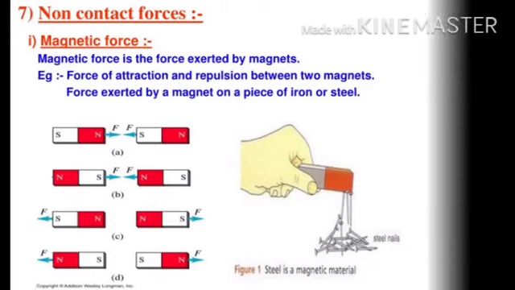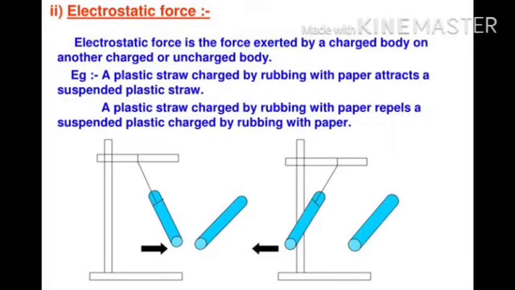towards each other. Now the second non-contact force, electrostatic force. Electrostatic force is the force exerted by a charged body on an uncharged body or another charged body. For example, a plastic straw charged by rubbing with paper attracts a suspended plastic straw. A plastic straw charged by rubbing with paper repels a suspended plastic straw charged by rubbing with paper.